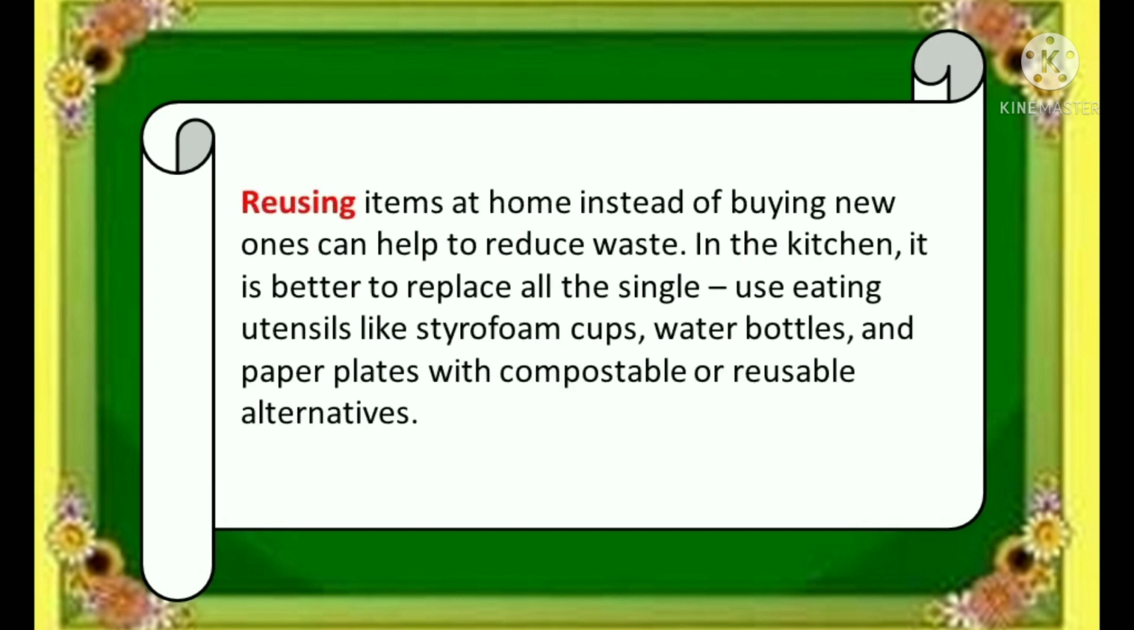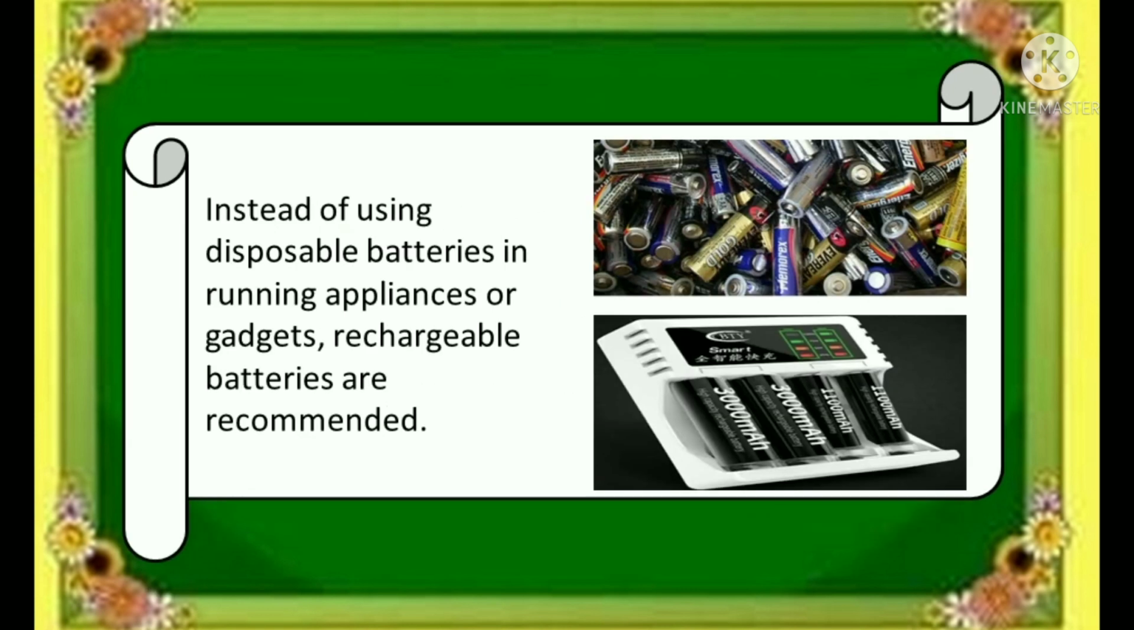Another way to manage waste in the environment is reusing. Reusing items at home instead of buying new ones can help to reduce waste. In the kitchen, it is better to replace all the single-use eating utensils like styrofoam cups, water bottles, and paper plates with compostable or reusable alternatives. Instead of using disposable batteries in running appliances or gadgets, rechargeable batteries are recommended.